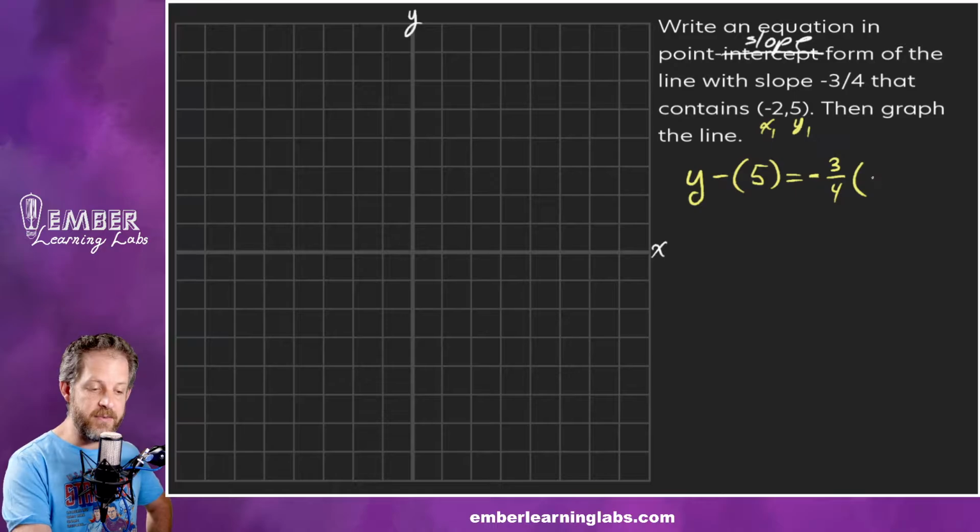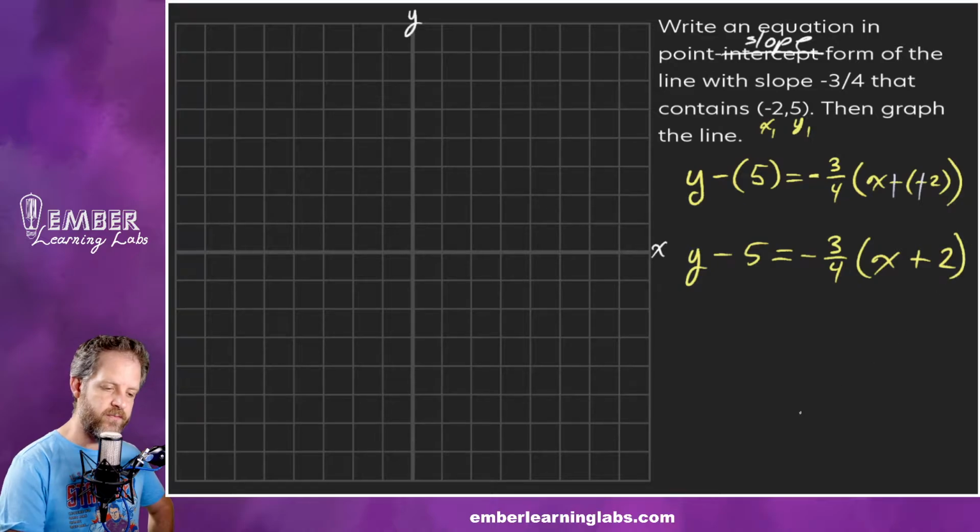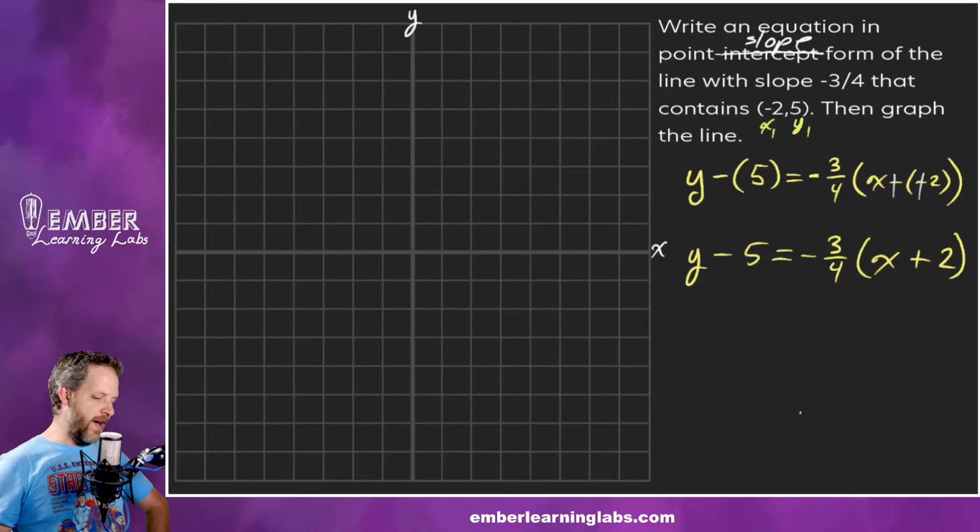3/4 times x minus negative 2. Now you notice this is why I went ahead and put this in parentheses on this first one, because here, in order to deal with this, we have to flip that sign and turn it plus. Okay, so our final equation in point slope form would be y minus 5 equals negative 3/4 times x plus 2. That's going to be easy peasy.